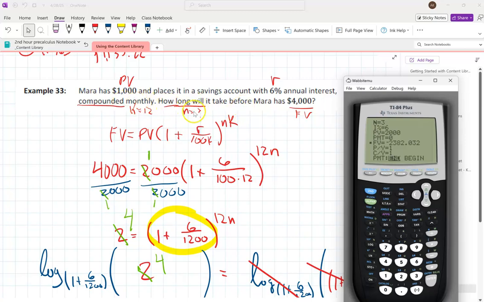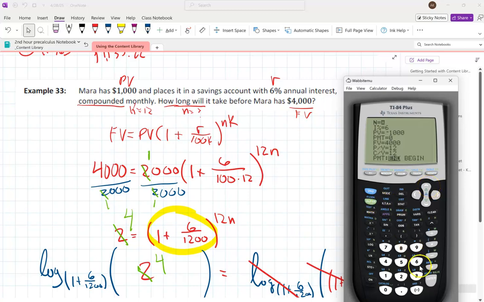Let's look at this one. This is looking for how long. So that's going to be searching for our N. So 6%, $1,000 was our initial. And this time I'm going to write it as a negative since I'm taking my money and putting it somewhere else. It left my pocket. No payments are being made. I'm going to write this as positive 4,000 because it's coming out of the bank into my pocket. And these are 12s.